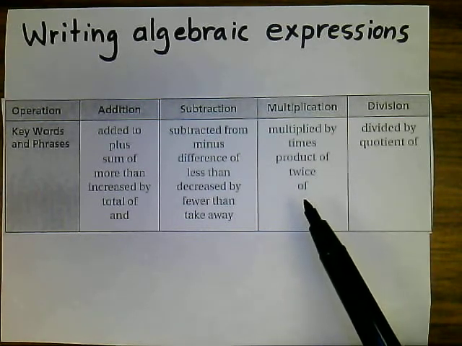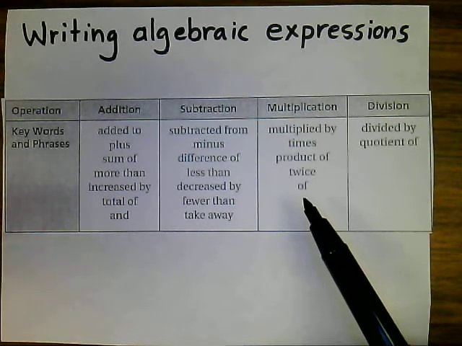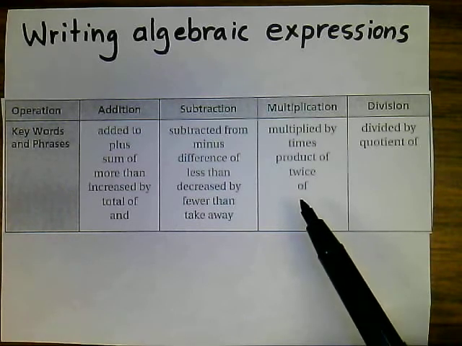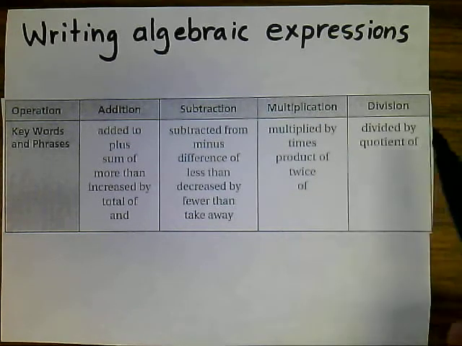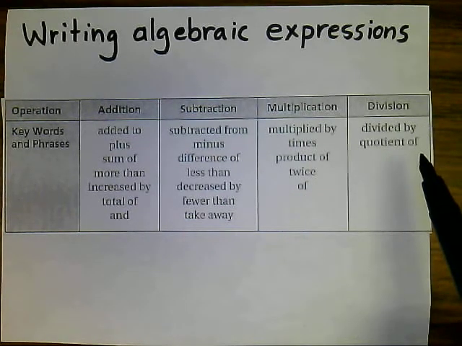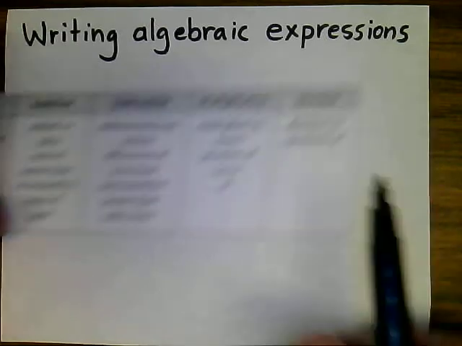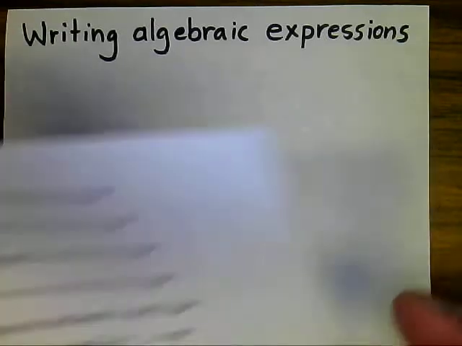I know we talked at length in class about how of means multiply when relating to a part of a whole, like half of 7 or 20% of 19. These are all phrases that tell you to multiply. And then finally, division: divided by, or quotient of. Going to do some examples to help you to understand.